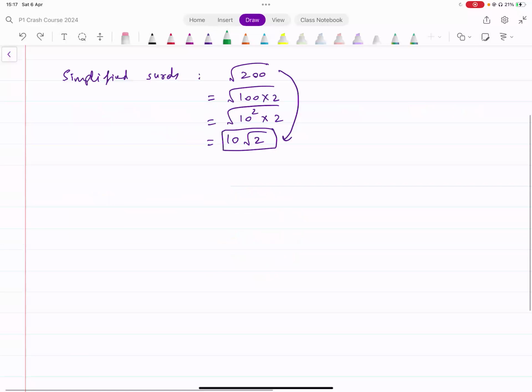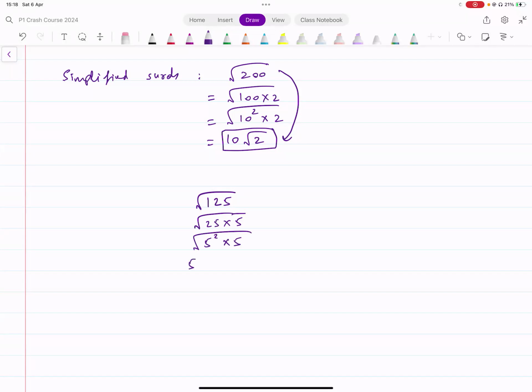Now, let me take another example. Let's say you've got something like this. You have square root of 125, for instance. Now, think of the factors of 125. You've got 125, 25. 25 is a factor, and 25 is a perfect square. So if you break it down like this, you can say it's 25 into 5. And now it could be 5 squared into 5. And the 5 could be written outside. So square root of 125 is the same thing as 5 square root 5. This is a simplified surd.